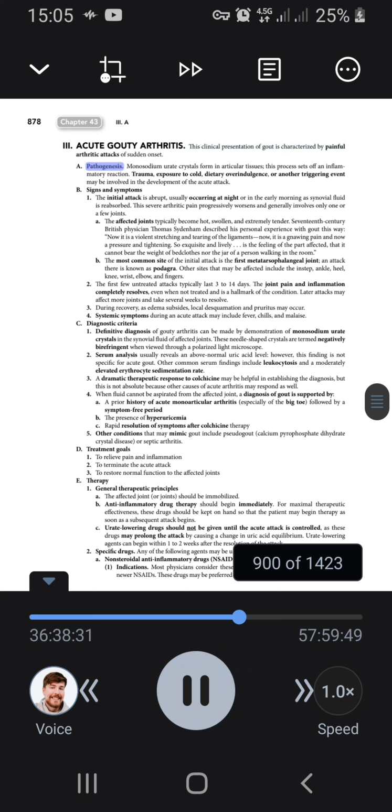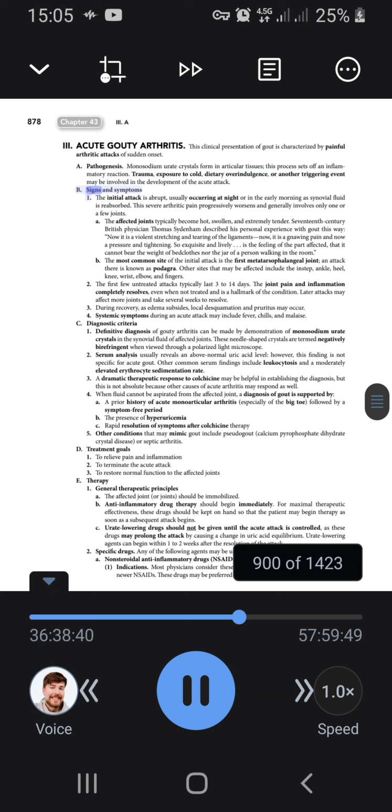Pathogenesis. Monosodium urate crystals form in articular tissues. This process sets off an inflammatory reaction. Trauma, exposure to cold, dietary overindulgence, or another triggering event may be involved in the development of the acute attack.